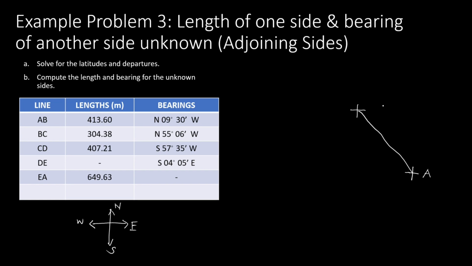Ito yung A, and then papunta sa B. And next, yung B papunta sa C, northwest ulit. And then yung C, papunta sa D, southwest. And then itong line DE, southeast, wala siyang binigay na length. D papunta sa E, southeast. Ganyan.